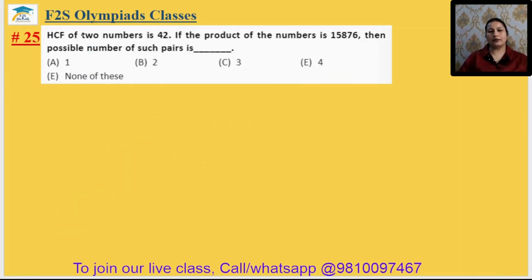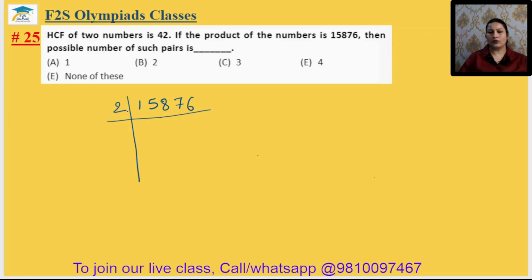Question number 25. HCF of two numbers is 42. If the product of the numbers is this, 15876, then the possible number of such pairs is. To find the possible number of such pairs, first we have to prime factorize the number.